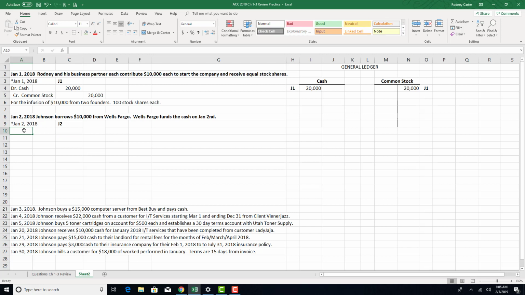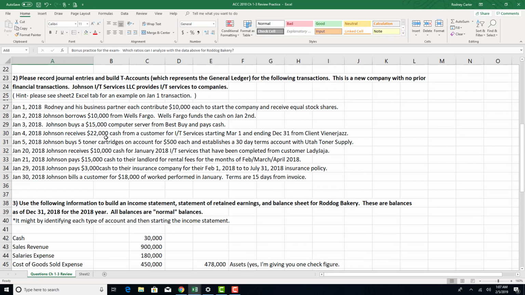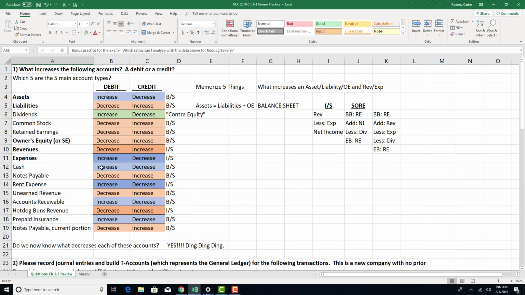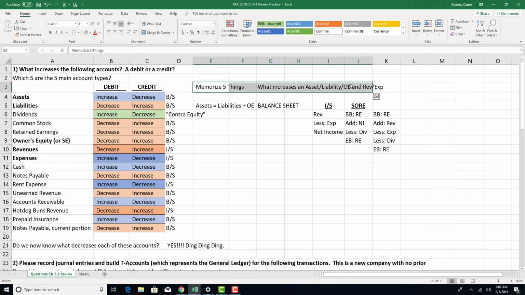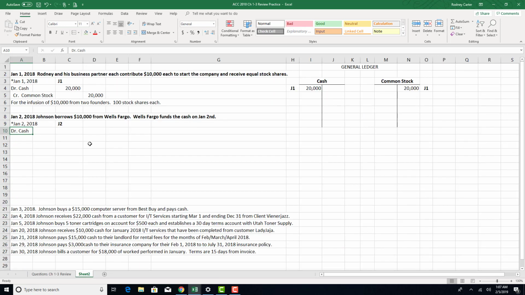Well, Johnson borrows $10,000 from the bank. That means the bank had to give him $10,000, where Wells Fargo funds the cash on January 2nd. Funds the cash means hands it over to Johnson so they can use it, puts it in their account. So I immediately know the company increased cash. One more plug for my first problem: how do we increase cash with a debit? Because assets are increased with a debit. Memorize 5 things, your life will change.